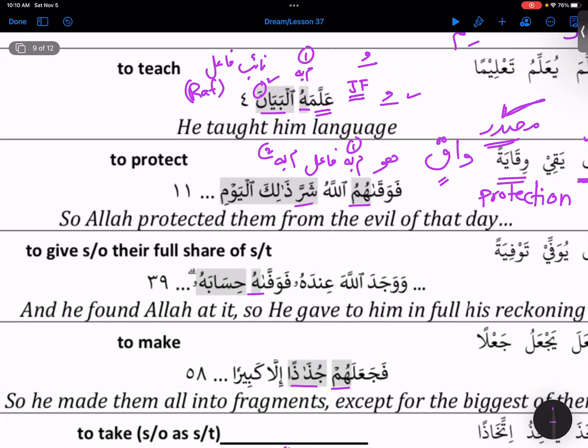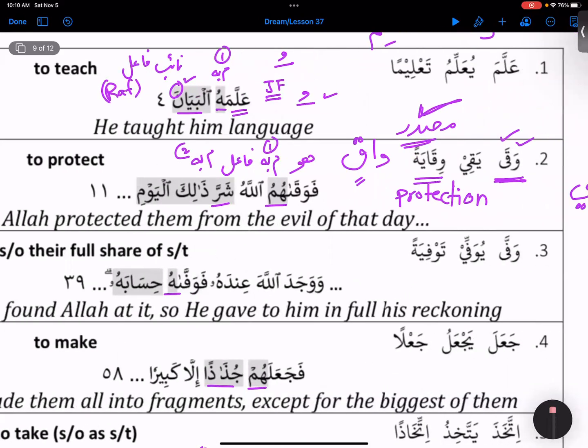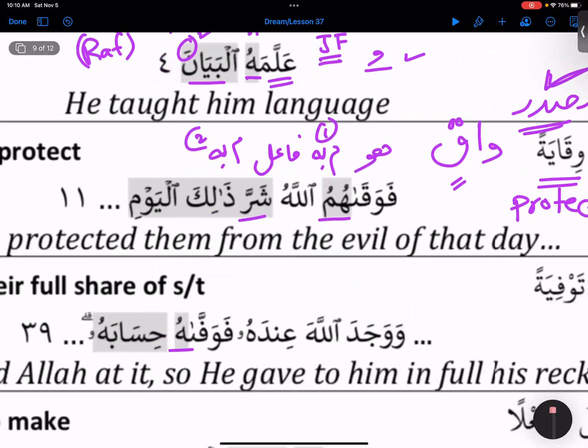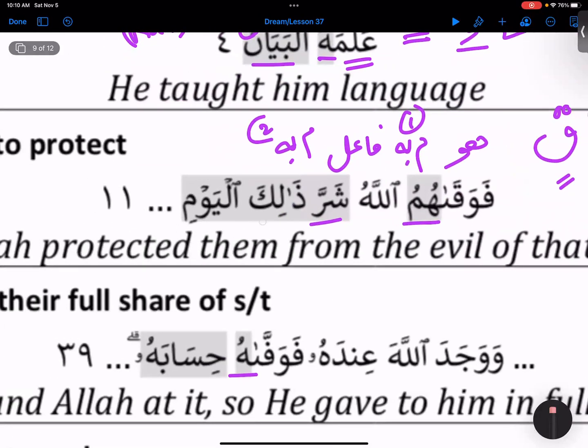So now over here it is light, sharra. It could be sharran, doesn't hurt, right? Sharran could be the right grammar, but it is not sharran, it is sharra. So what is making it light? Because this is mudaf and dhalika is the mudaf ilayhi. And al-yawma is badal. Also al-yawma could be zarf.